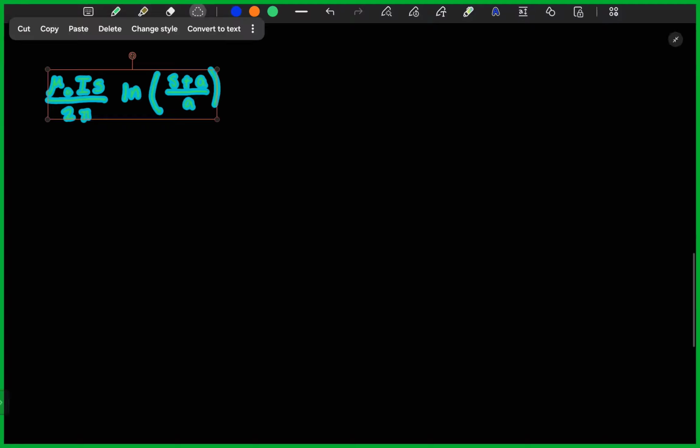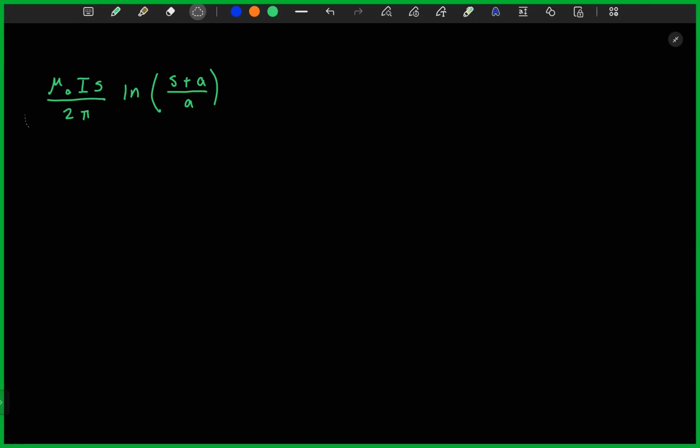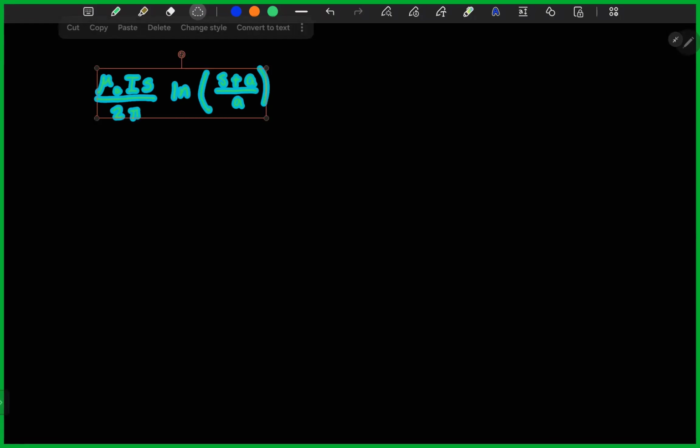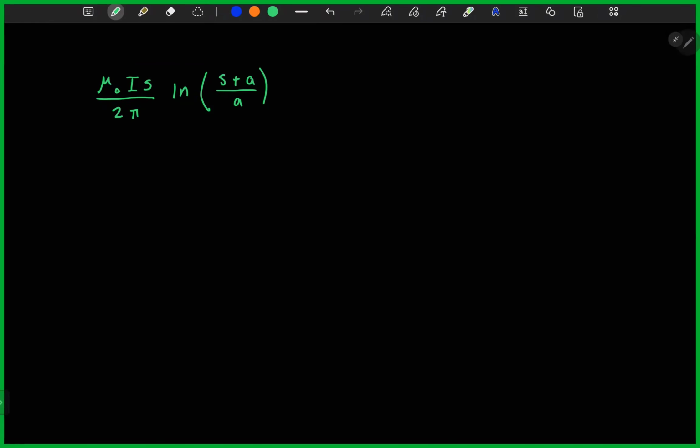So let's now consider a completely separate scenario. Again, we'll pull our result from earlier, which was that phi B is equal to mu naught I over 2 pi times ln of (s plus a) over a. And this time we'll consider I to be constant, but we'll give our loop motion to the right. So imagine that our square loop is moving to the right with speed v.